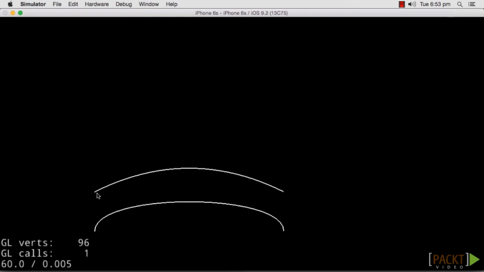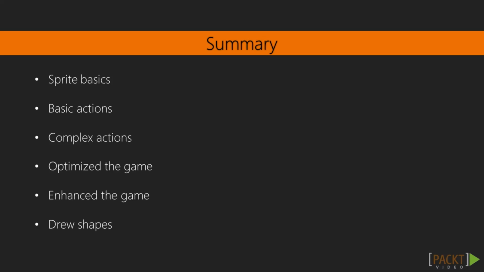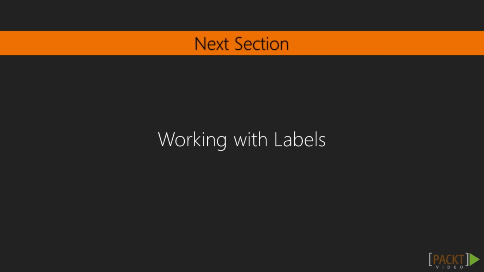Awesome! That brings us to the end of Section 2. We learned a lot of things. We started our journey from the basics of sprites to working on them to make our game come to life. We learned how to make our sprites perform basic actions and then increase the complexity of these actions. We also learned how to optimize the working of our game and enhanced its functionality. Finally, we learned how to draw shapes without textures. In the next section, we'll work with labels.